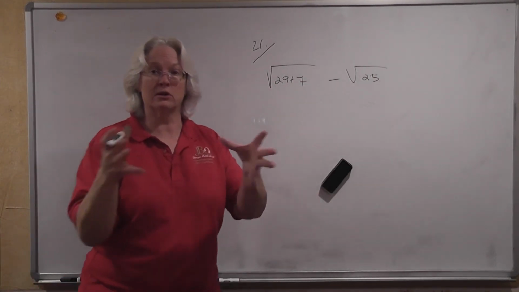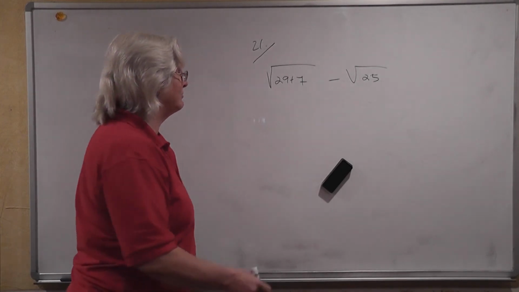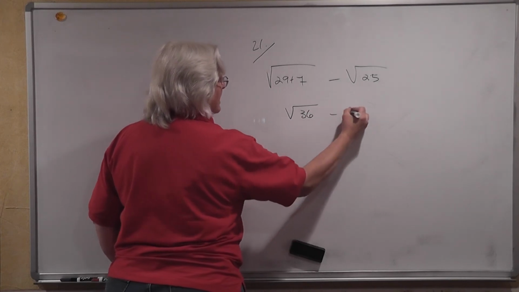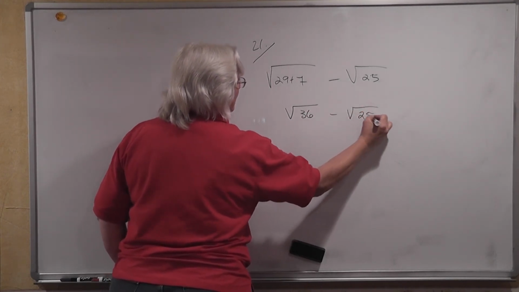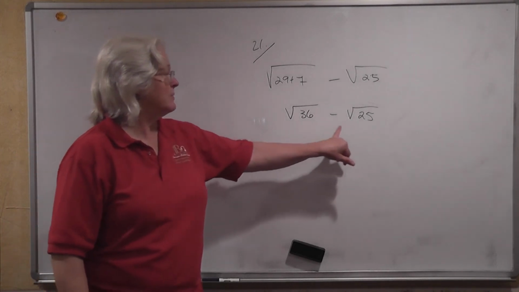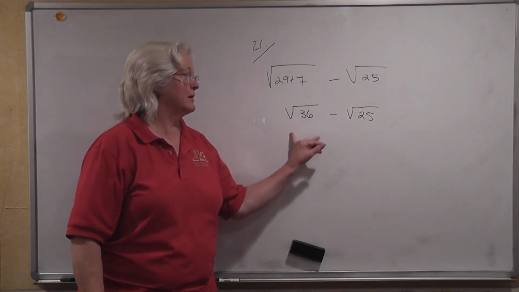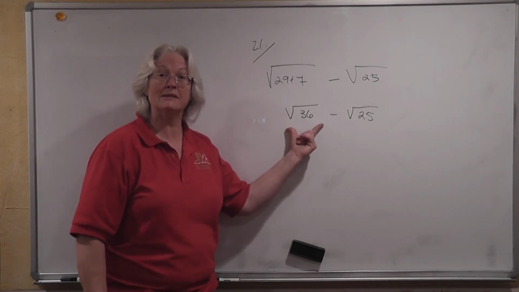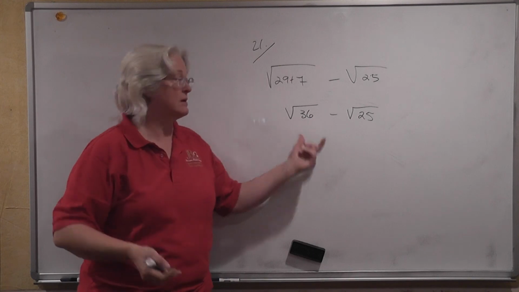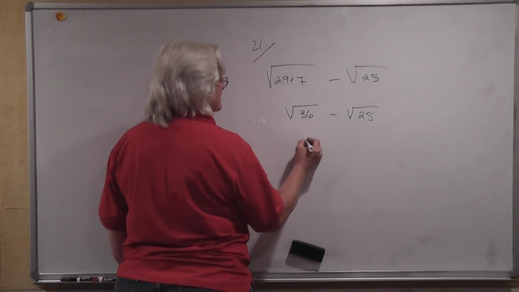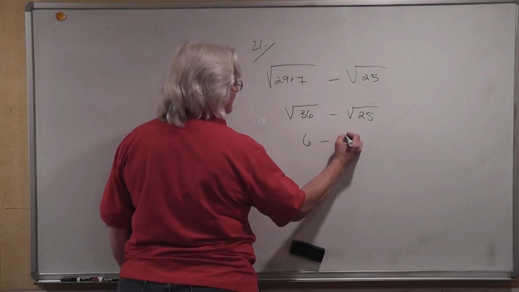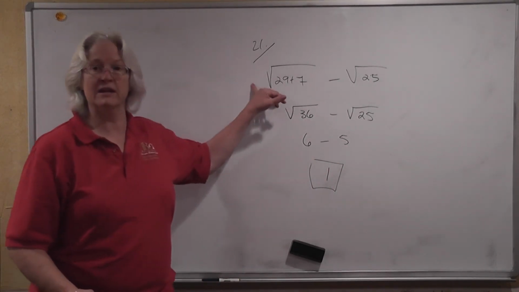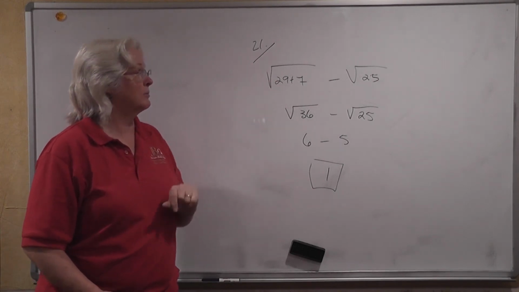If you have operations that occur underneath that radical symbol, you have to do those first. So we now have the square root of 36 minus the square root of 25. But we don't combine these underneath and say that this somehow becomes the square root of 11. Because we can find that 36 is a perfect square. 6 times 6 is 36. So the square root of 36 is 6, minus the square root of 25 is 5. So that's what the solution is to problem 21.